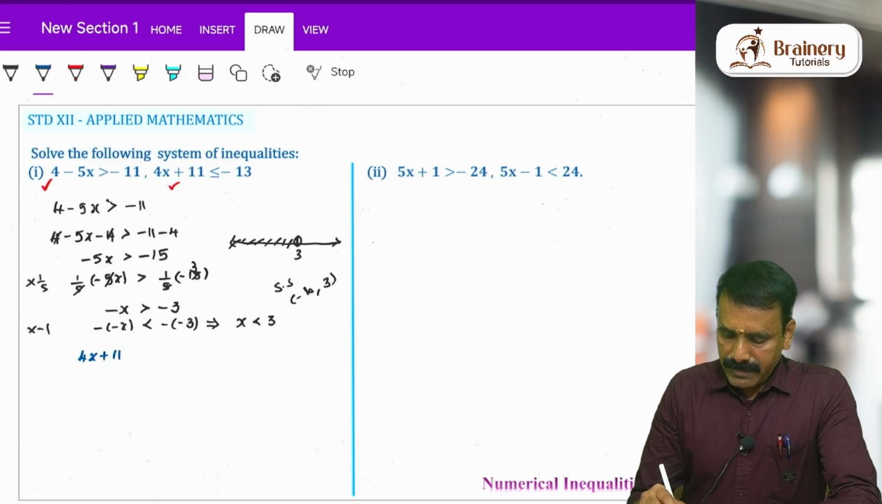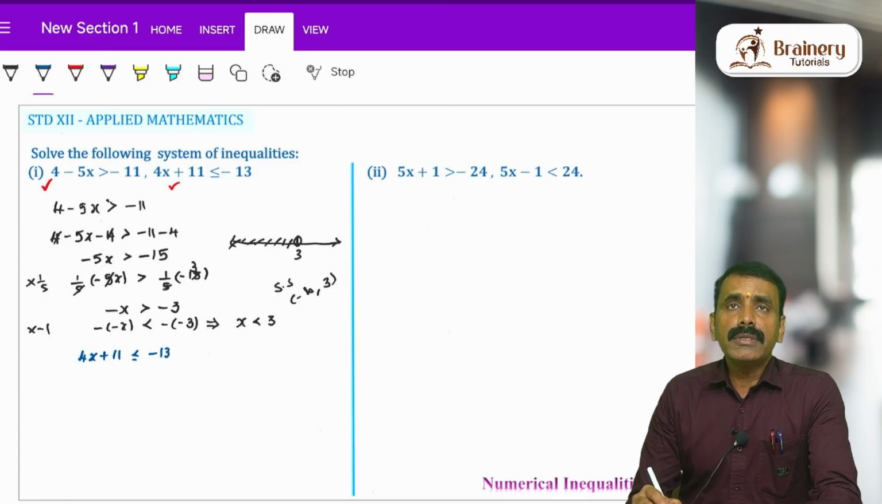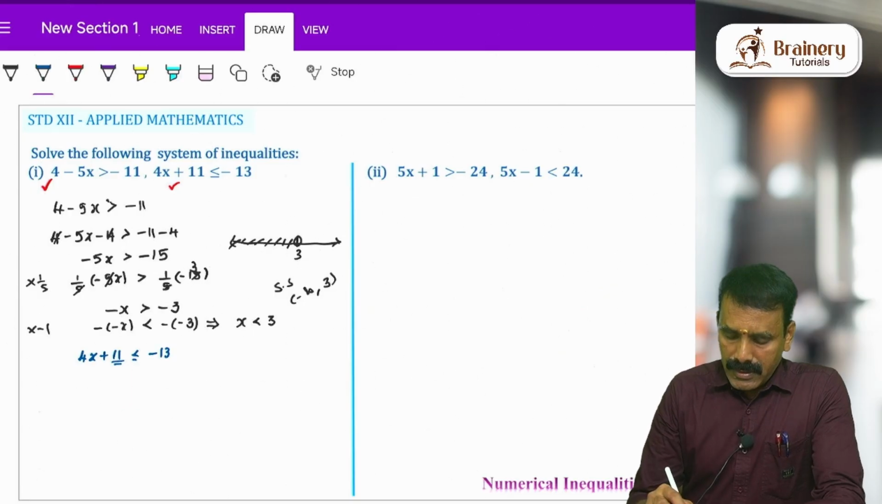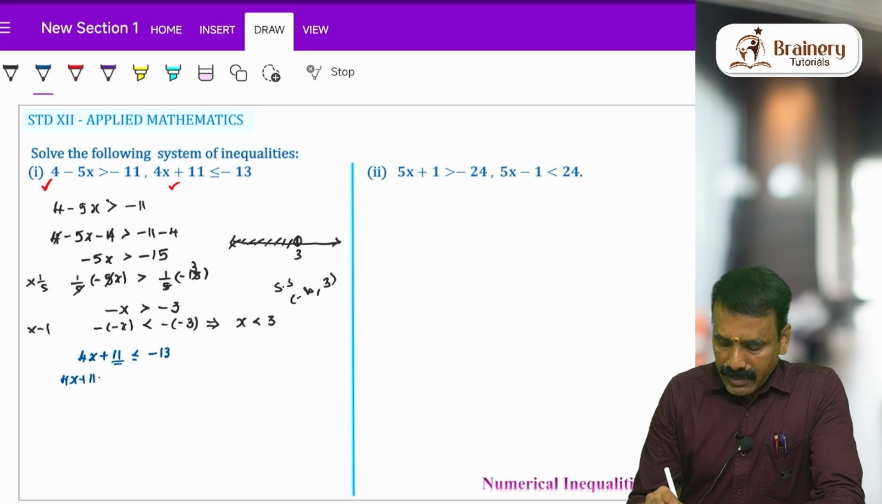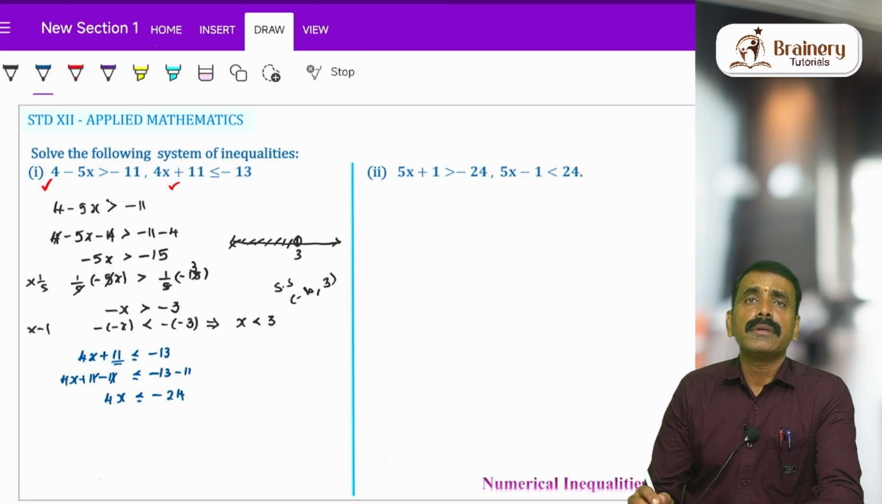4x plus 11 is less than or equal to minus 13. So I want to remove this 11. What should I do? It is plus 11, so the additive inverse of plus 11 is minus 11. So what we are doing now: 4x plus 11 minus 11 is less than or equal to minus 13 minus 11. So 11 cancels, and 4x is less than or equal to minus 24. Is it clear?